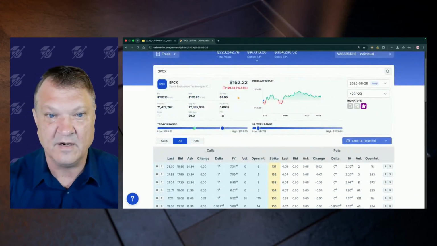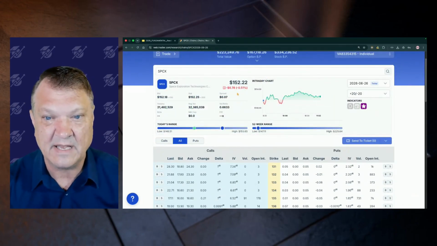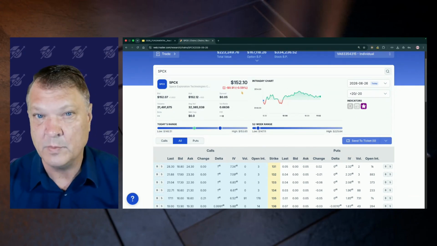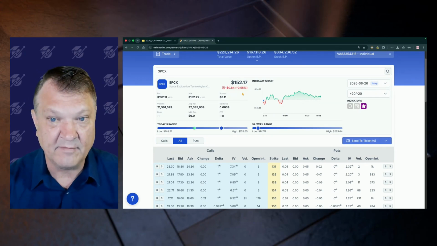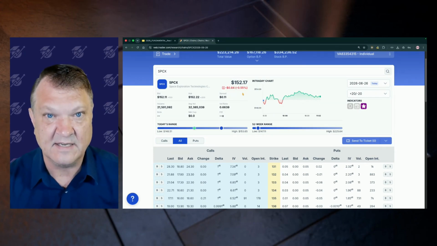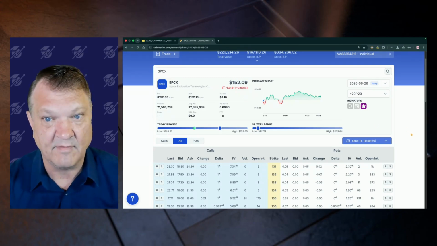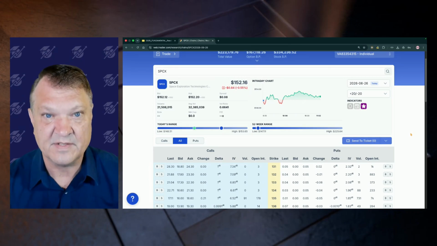SpaceX is hanging in there right now, down 78 cents on the day. The high in SpaceX was right around 225 before the fall, and it fell as fast as it did on the way up. Now we're down below the IPO price at 152. There's still a lot of volatility premium in SpaceX.